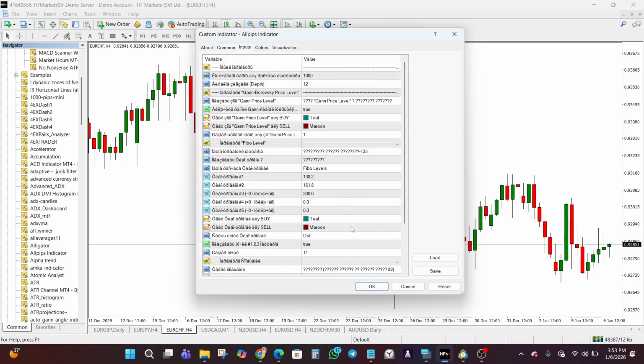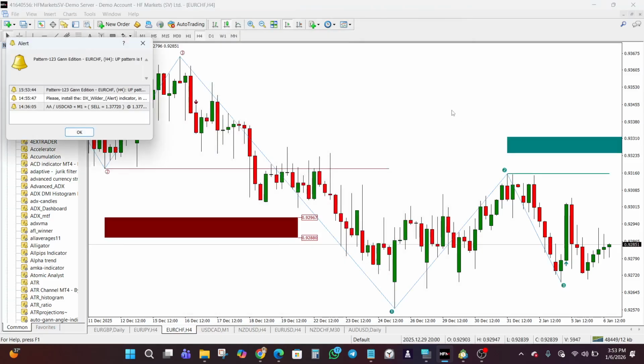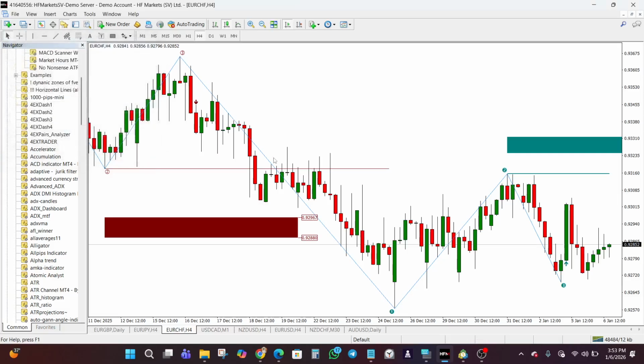Then for the input, you can modify the input settings, the customizable settings, according to your taste, and then you click on OK. Now you can see that the indicator also gives alerts. This indicator is quite straightforward. It helps you to capture good moves in the market, focuses on identifying quality moves. Now the indicator gives you precise signals.